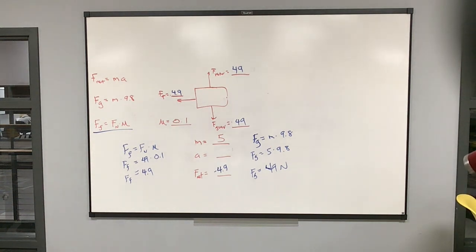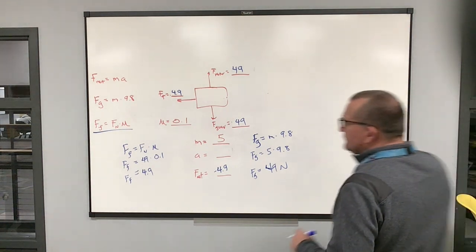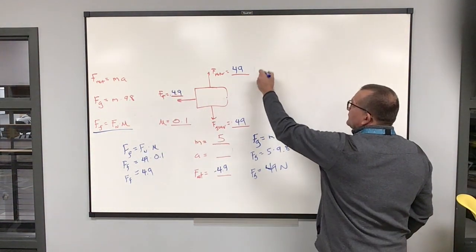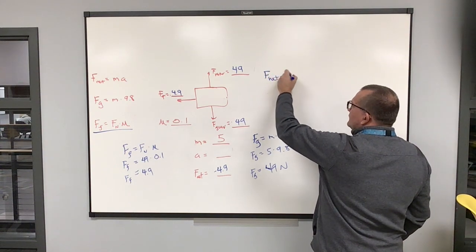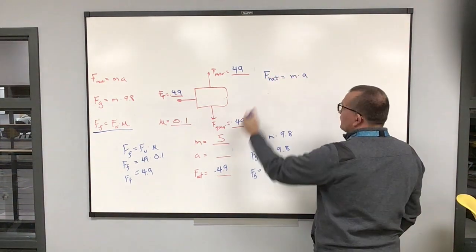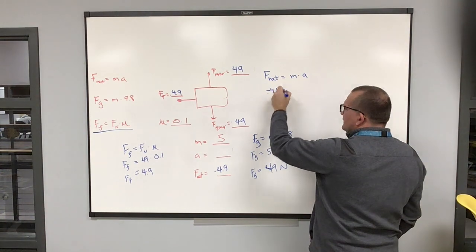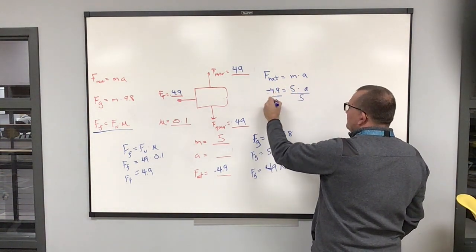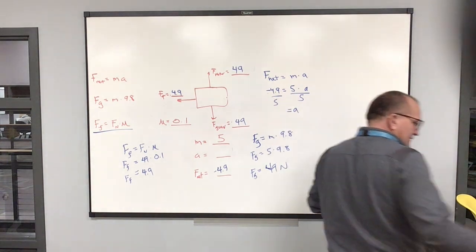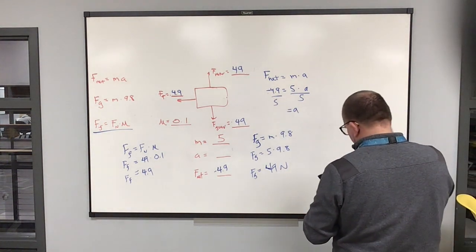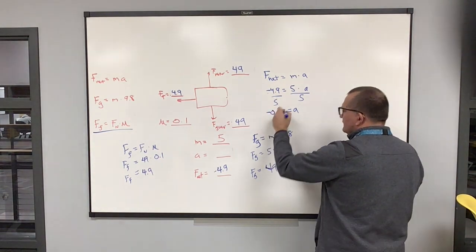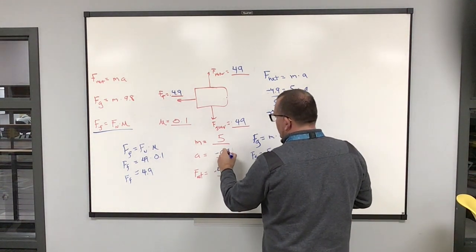Hold on, get a drink. I know net force and mass. I can solve for acceleration. So net force equals m times a. Net force is negative 4.9. My mass is 5. Divide by 5. My acceleration is negative 4.9 divided by 5, negative 0.98.